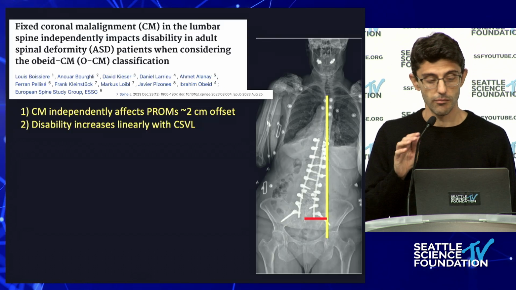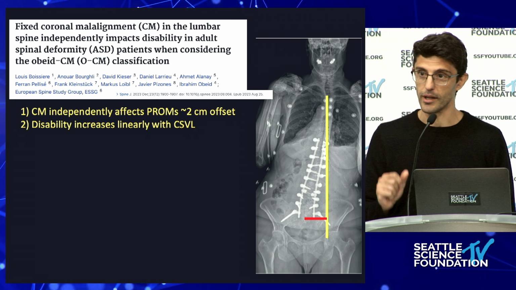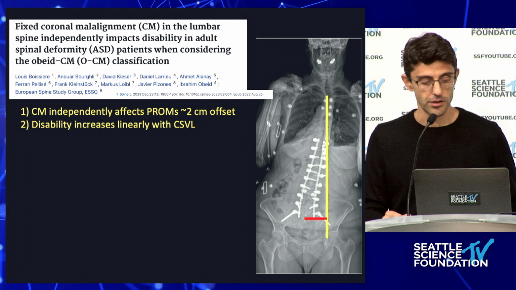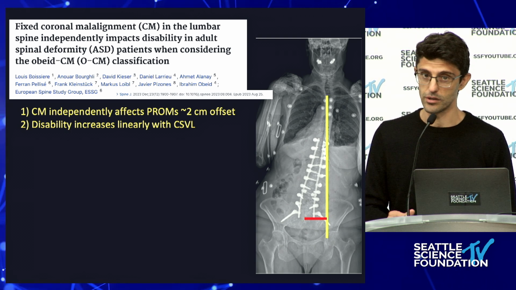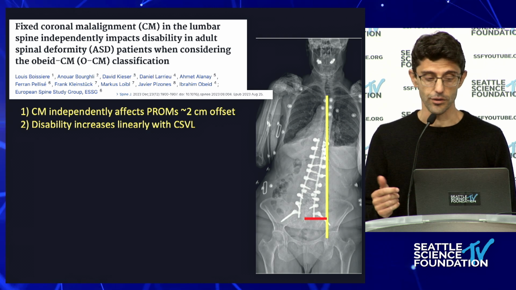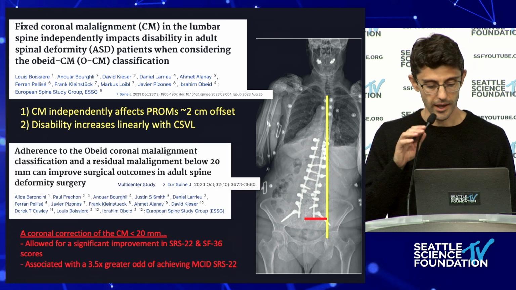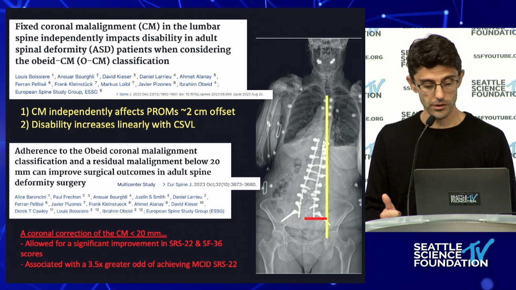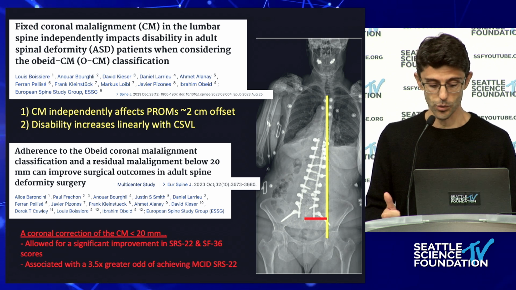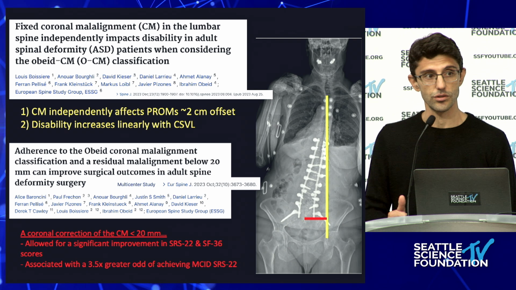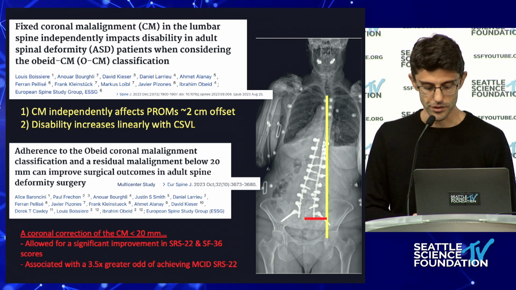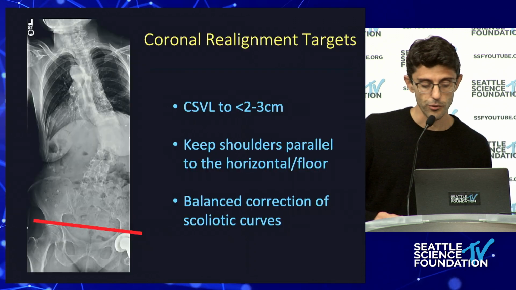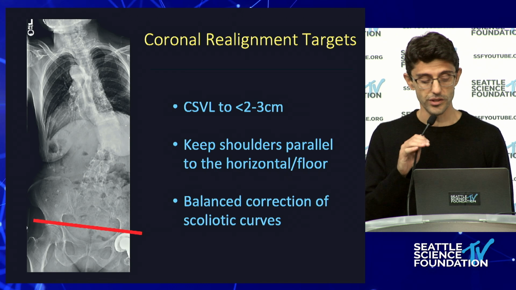The ESSG, more recently in 2023, felt like that threshold was a little bit tighter. And they found that coronal malalignment independently affects patient-reported outcomes greater than 2 centimeters of offset, and disability thereafter increases linearly. Again, from the ESSG, they found that correction of the coronal malalignment to less than 2 centimeters allowed for significant improvement in SRS-22 and SF-36 scores, and was associated with a 3.5 times greater odds of achieving MCID on the SRS-22.